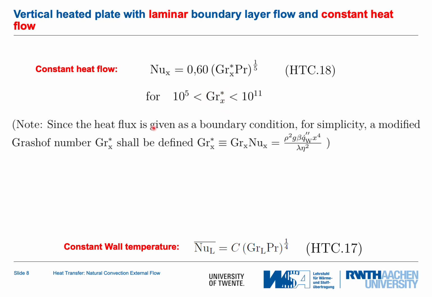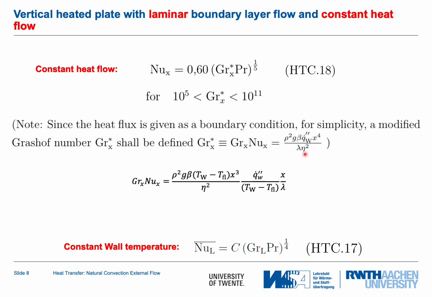And note that here we have the heat flux given as a boundary condition. And then we can, for simplicity, use a different Grashof number, Grashof star, as is indicated here. And this Grashof star is defined as the Grashof number times the Nusselt number. When we write it out in detail, it's the density squared g beta, the heat flux that is given, times x to the power 4, divided by the thermal conductivity times viscosity to the power 2.